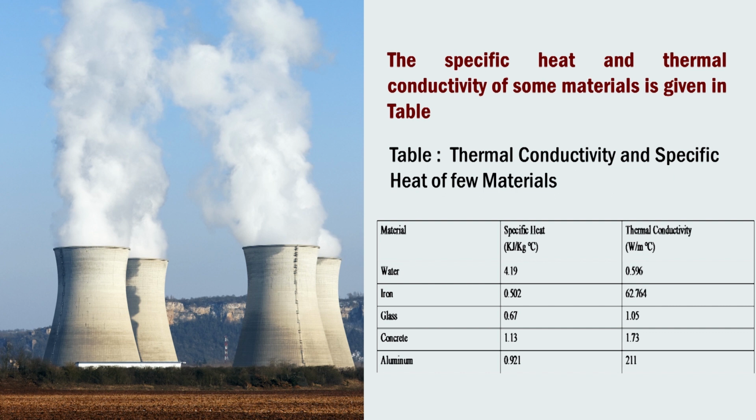Now just go through this table. This table shows the specific heat and thermal conductivity of different materials like water, iron, glass and aluminum. You must know the specific heat and thermal conductivity, because whenever you are going to design a solar water heater, before making it or designing the parameters, you have to calculate whether this particular solar water heater will be useful or not. So you must know these parameters.